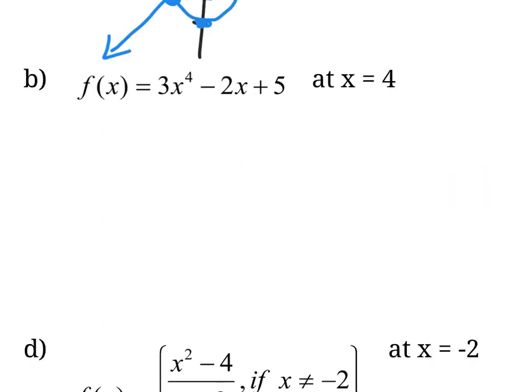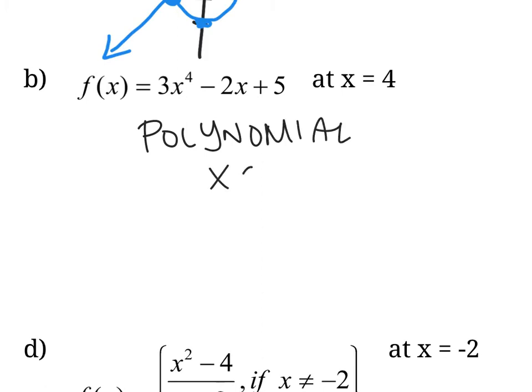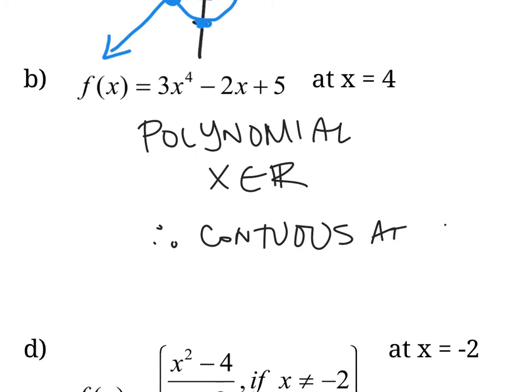So next function, 3x to the power 4 minus 2x plus 5. Is this continuous at x equals 4? Well, what type of function is this? It's polynomial. And we know for a polynomial function, our domain is always going to be x is an element of real numbers. So that means that this is going to be continuous everywhere. So it is going to be continuous at x equals 4.